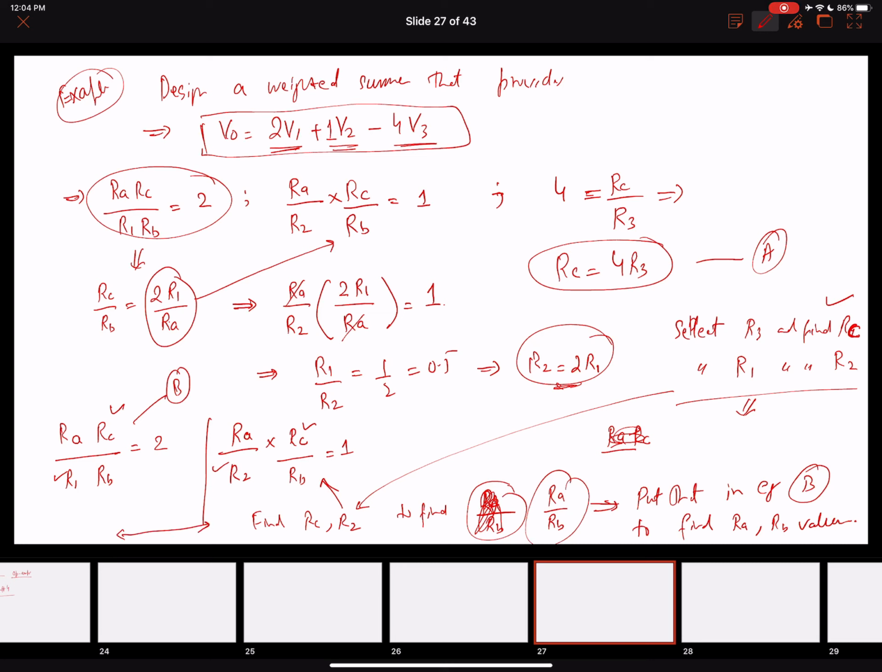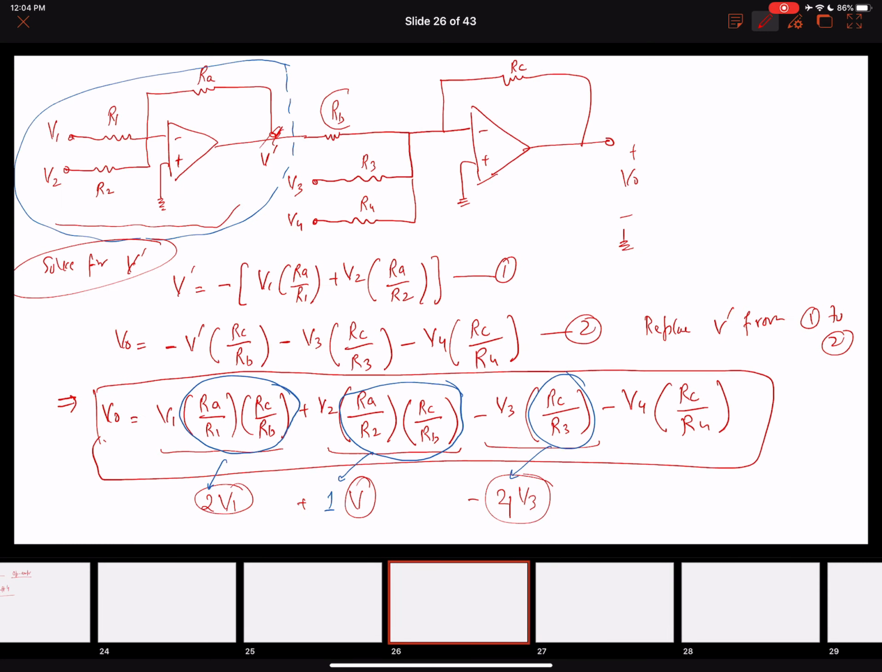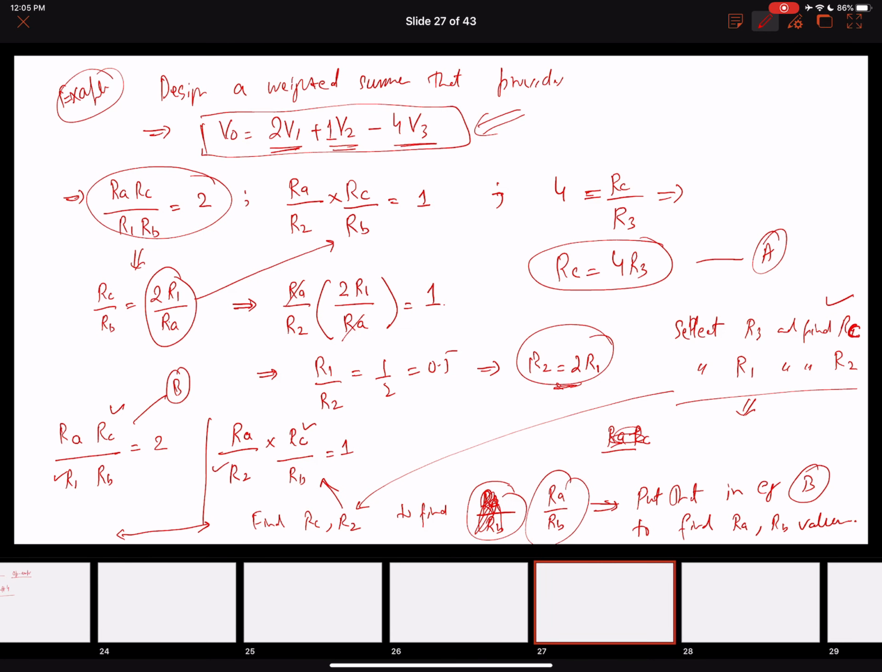So essentially the idea here is that if you were given an equation like this, you want to go back to this big equation and make sure that these resistance values are going to define those gains. Over here the gain is 2, the gain is 1, the gain is 4. So you can select those resistance values and then simplify these equations. We came up with these two equations initially: RC is 4 times R3 and R2 equals 2 times R1.